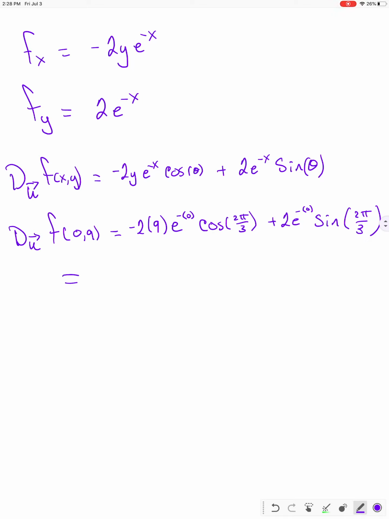And so 2 times 9 with a negative sign up front is negative 18. And e to the negative 0 is just 1, and I'll write that for emphasis here, so times 1. And then cosine of 2 pi over 3 is minus a half. And then plus 2 times e to the negative 0, which is just 1, so 2 times 1. And then sine of 2 pi over 3 is root 3 over 2. So then when I simplify that, I get 9 plus root 3. And that is my final answer.